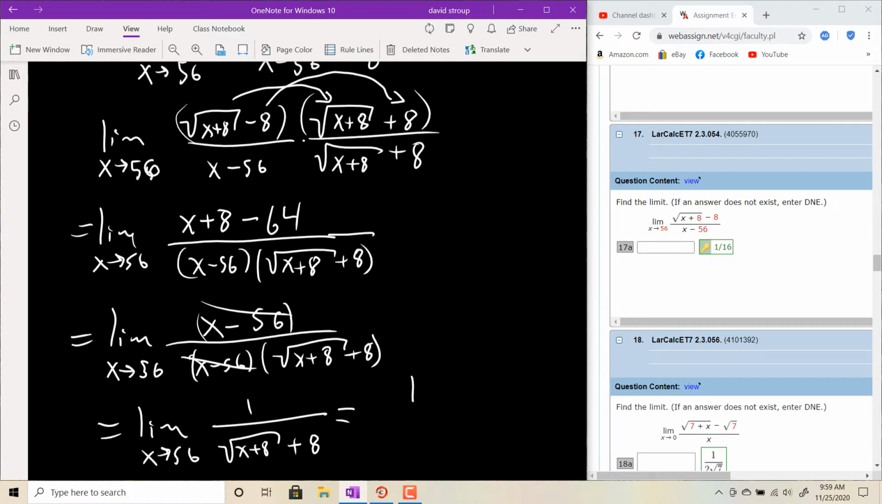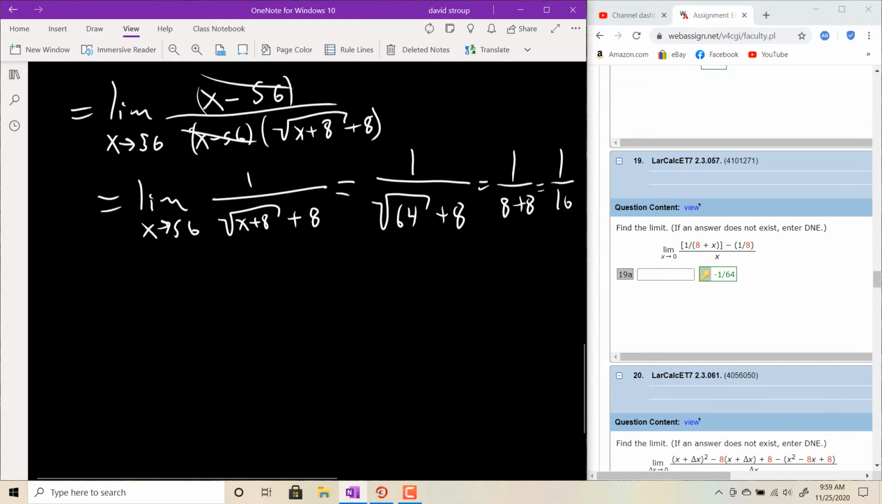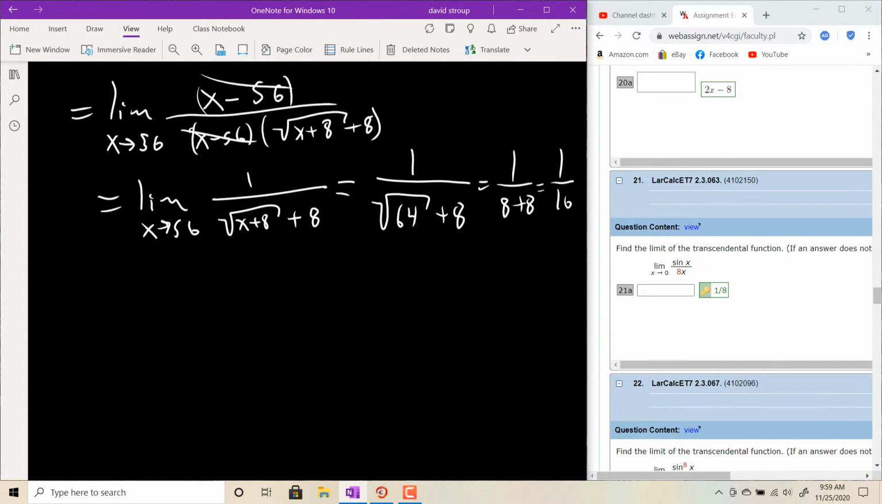All right, so you can put in 56, you'll get 1 over 56 plus 8 is 64, plus 8. Square root of 64 is 8. And finally, you get 1 over 16. Okay, so those kind of problems.